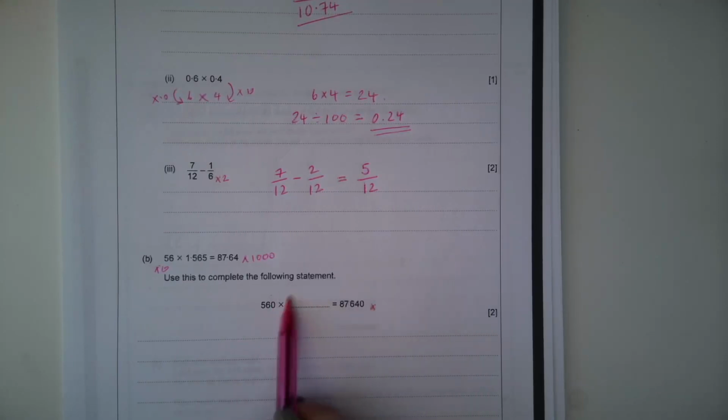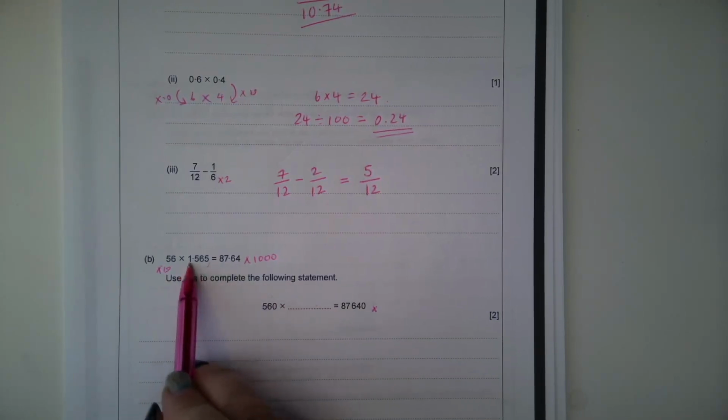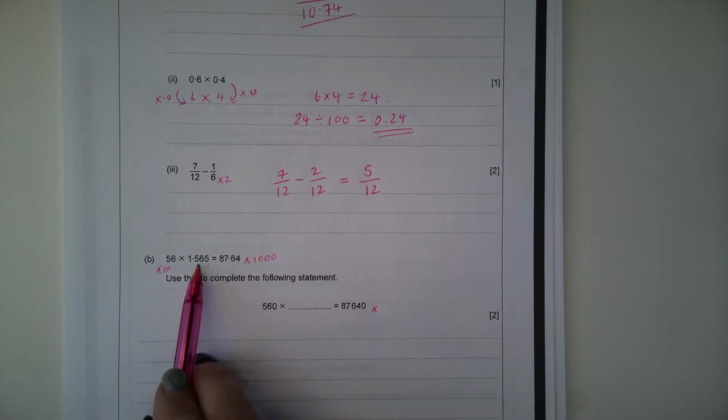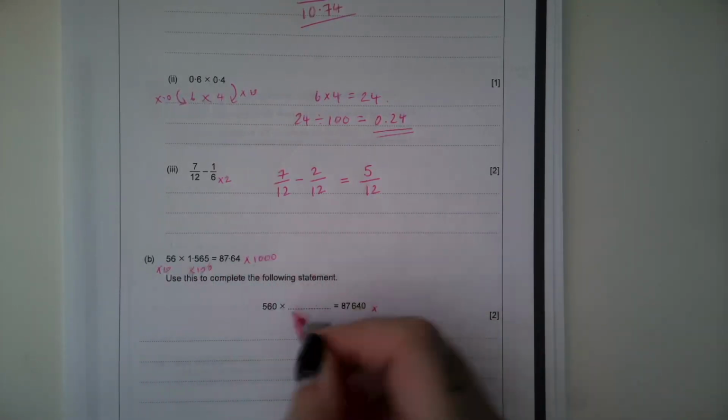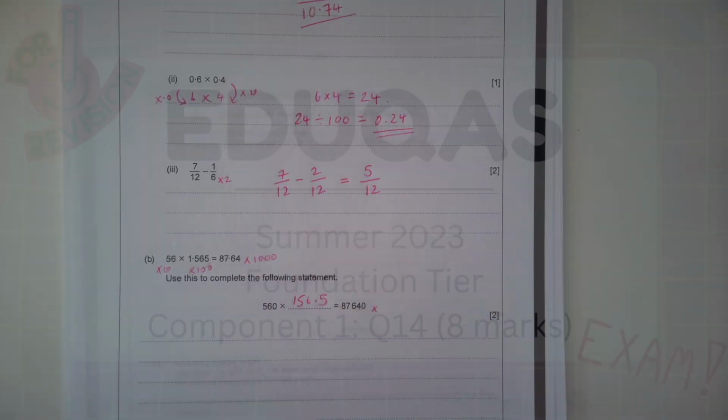So I need to multiply by another 100 here. So this number here needs to get multiplied by 100 because 10 times 100 is 1,000, and it'll make both sides of this calculation match. So if I times this by 100, it's 156.5.